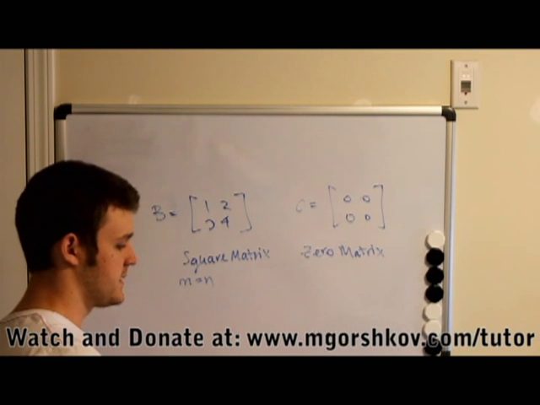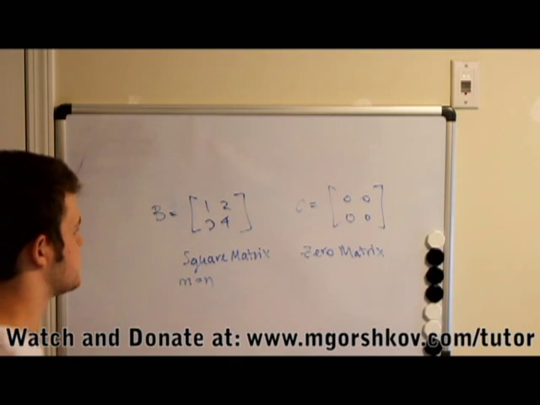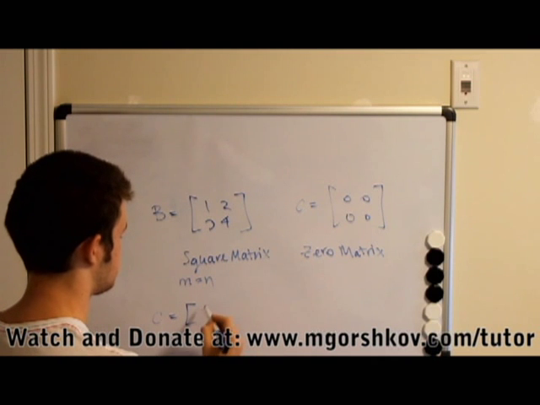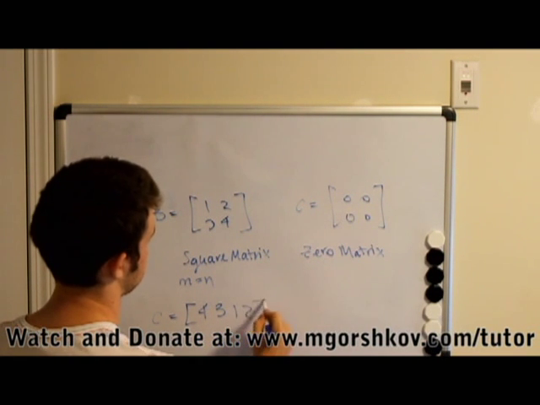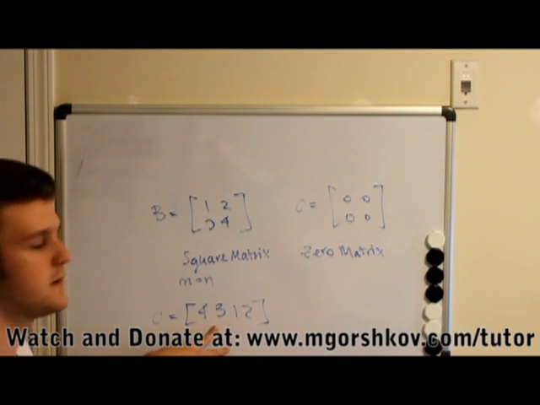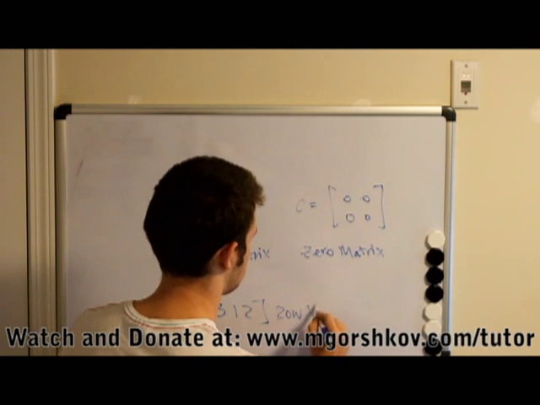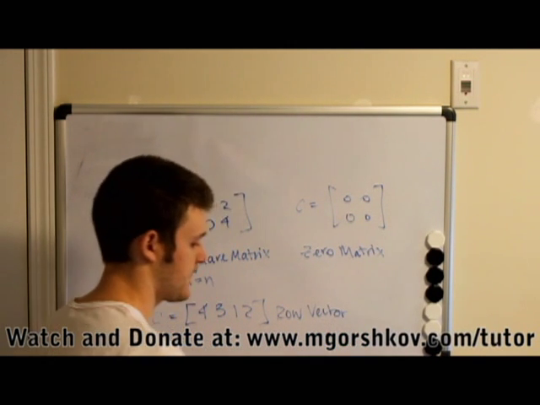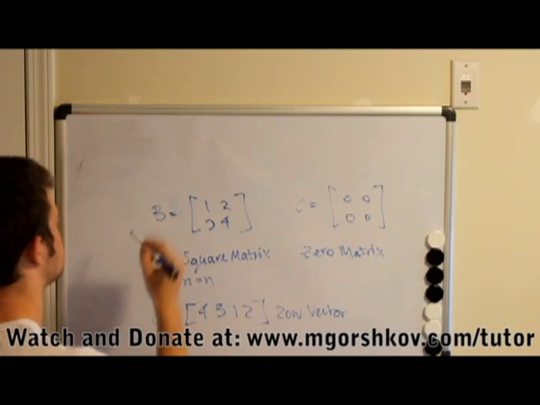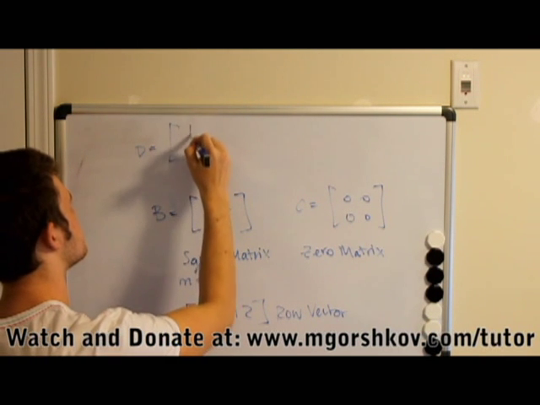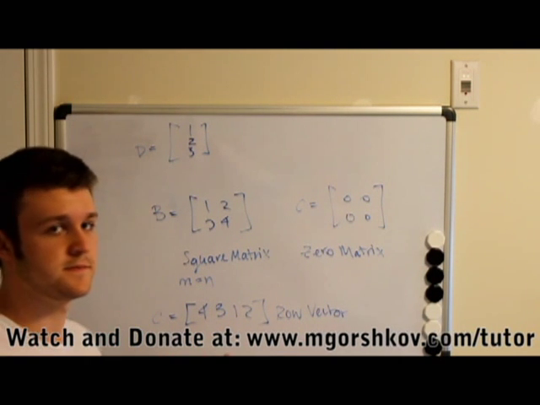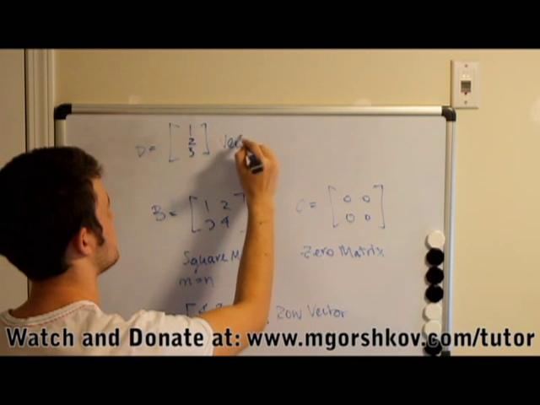Now, when a matrix has only one row, so in the example that we had before, let's say matrix C is equal to 4, 3, 1, 2. When we have this situation, when there's only one row, we call it a row vector. And when you have a matrix that only has one column, we just call this a column vector, or just simply a vector.